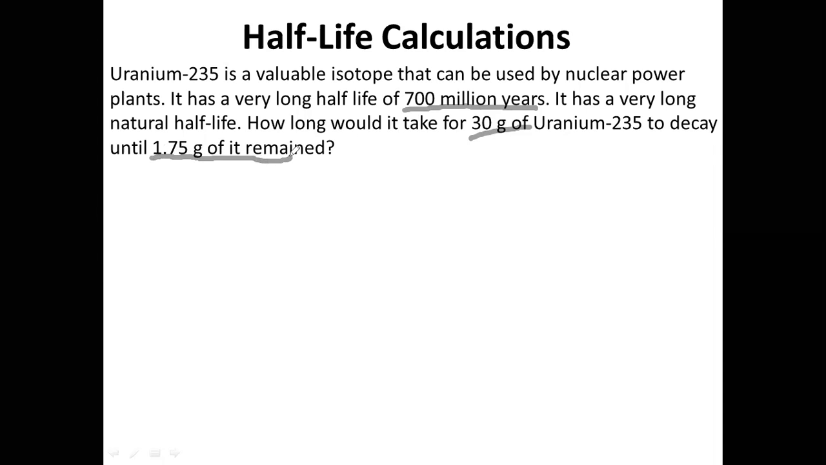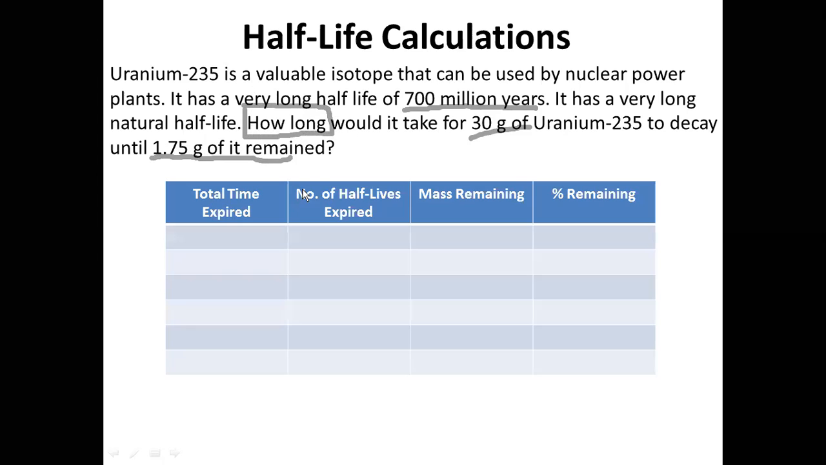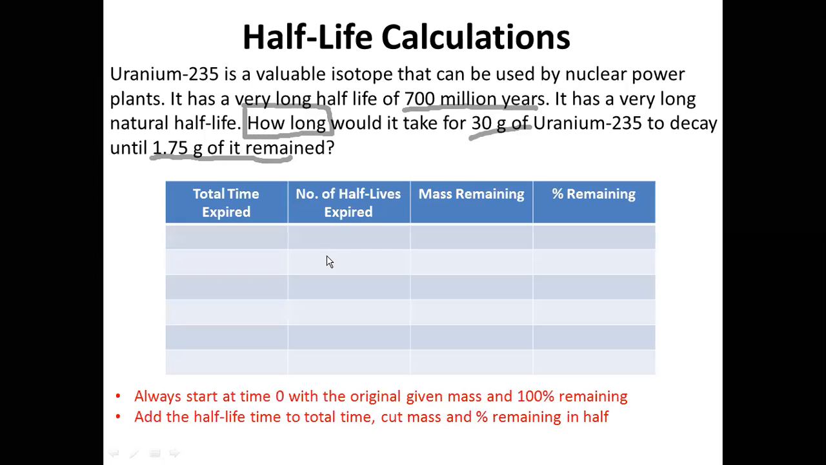So look what they're asking us now. Now they're asking us how long. Now we're solving for a time. We can use the same table. We're going to solve for the time piece of the table now. Same table set up, right? Always start at time 0, right? At time 0, none of it has decayed. That means no half-lives have expired. That means 100% of it is still radioactive. So all of the uranium we started with, it's all radioactive.